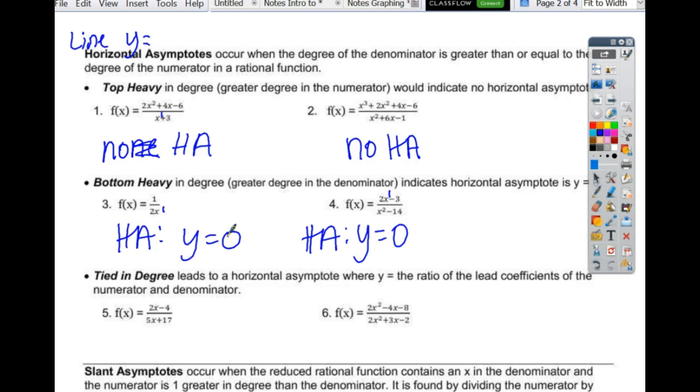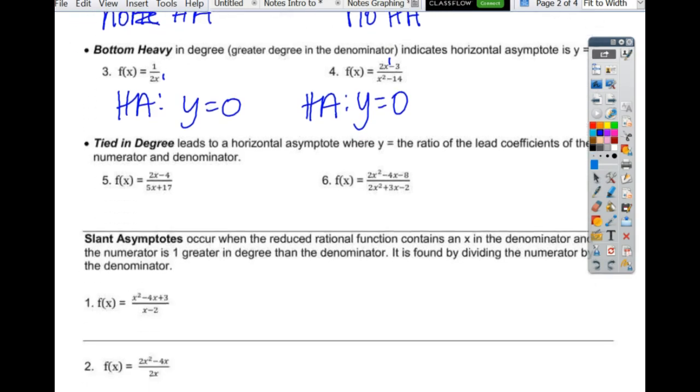So if it's tied, so if the degree is the same, so here I have 2 over 2, I'm going to use the leading coefficient. So I'm going to get y as 1. Here I have 1 and 1, so I'm going to use the leading coefficient. So I get y is 2/5. So on top is none, on bottom is y equals 0, and if it's tied, it's the leading coefficient.